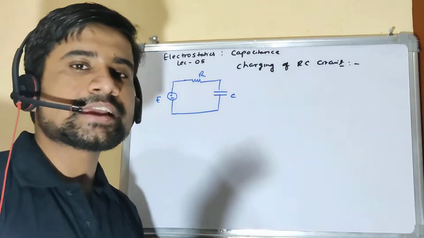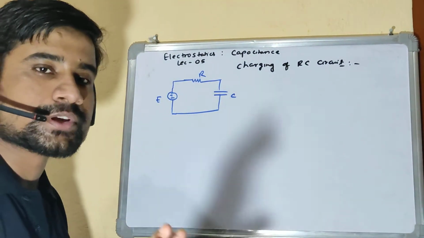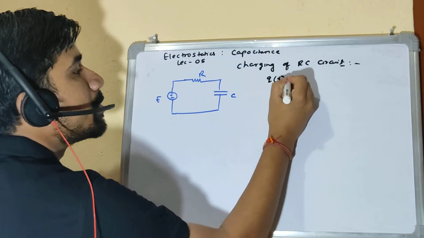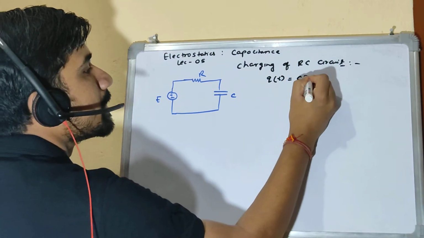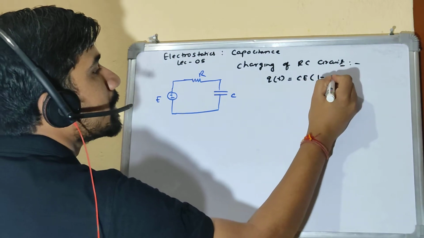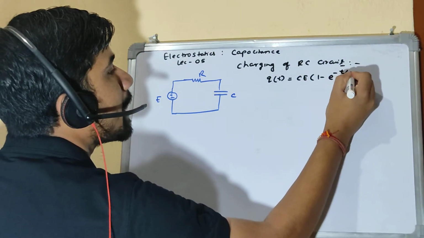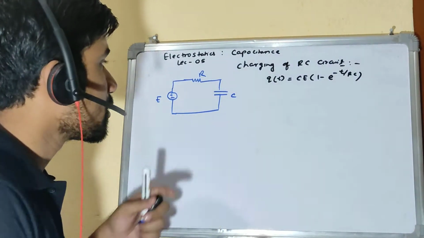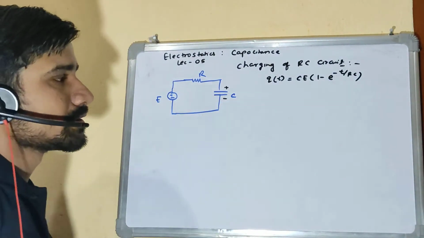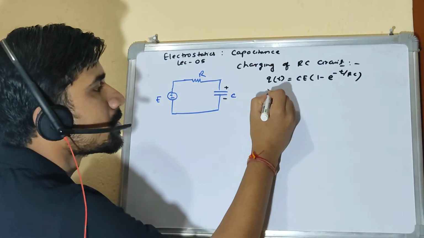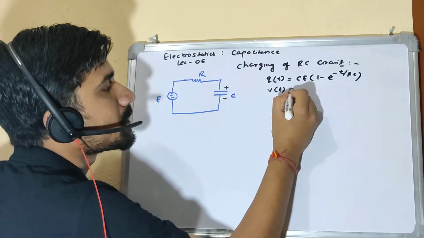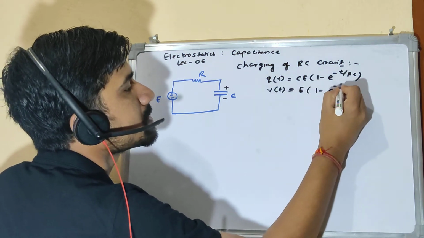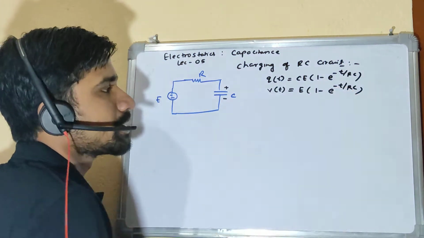So we finally arrived at an equation. The charge on this capacitor as a function of time is given by CE into (1 minus e to the power minus t by RC). This is the expression for charge on this particular capacitor. The voltage on this capacitor as a function of time becomes E into (1 minus e to the power minus t by RC), right?